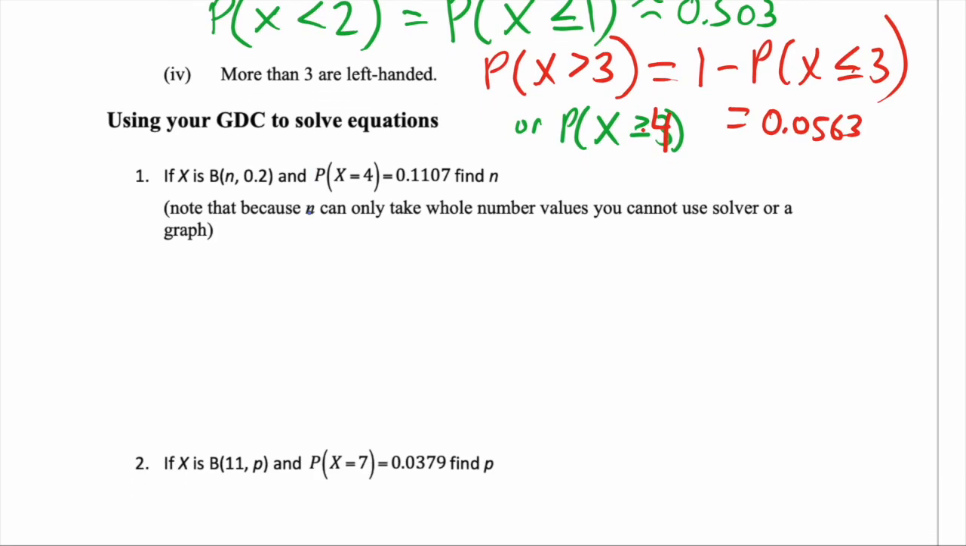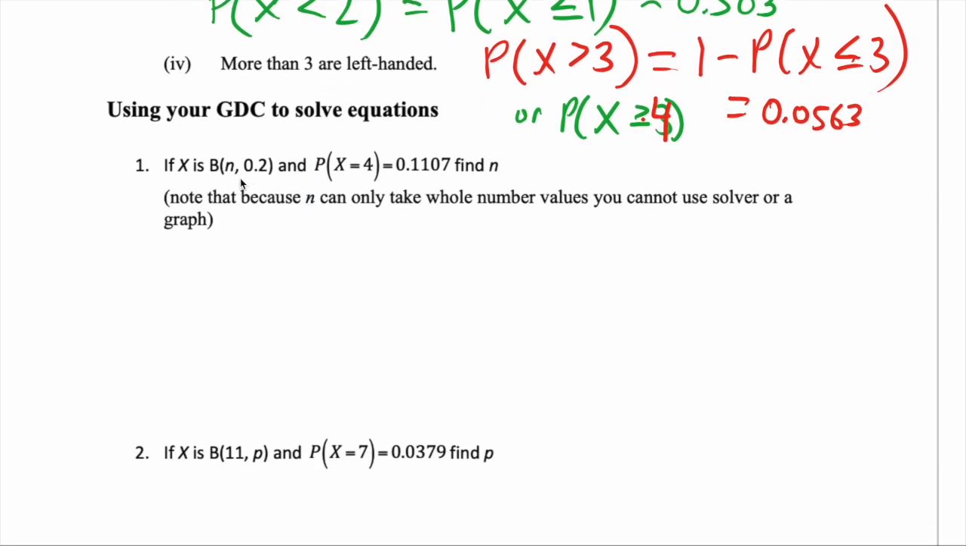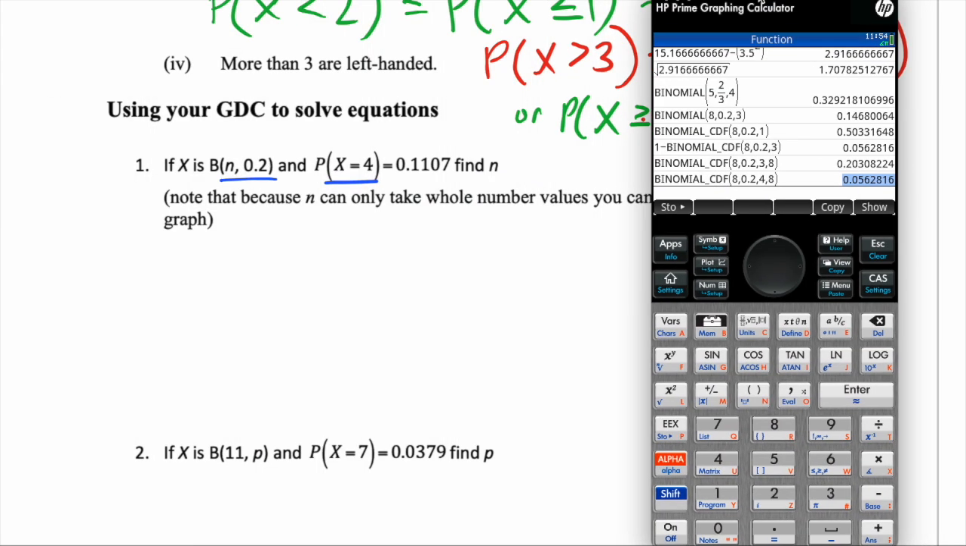Okay, next use your calculator to solve this. So, if the probability of success is 0.2, and the probability of 4 successes equals 0.1107, find n. Alright, we can type that in on our calculator and solve that.